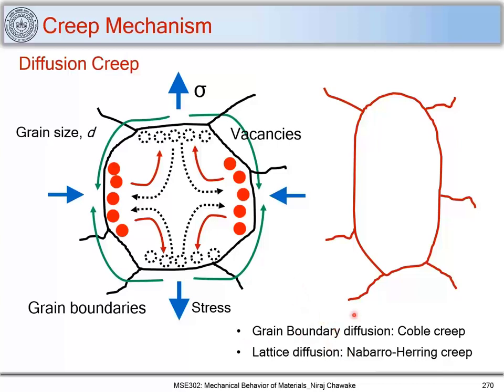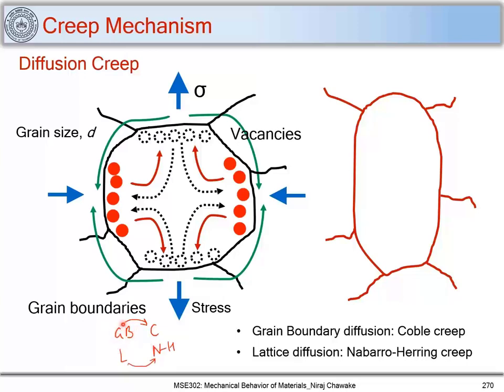And how will you remember this? So you have a grain boundary, and the grain boundary is close to C. If I take alphabets here, when I say grain boundary, C is close to G, so I remember this as Coble creep. And when I see lattice diffusion, I have Nabarro Herring creep, so L is close to N, so I remember it in this way.